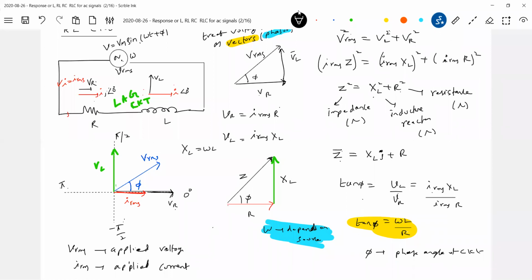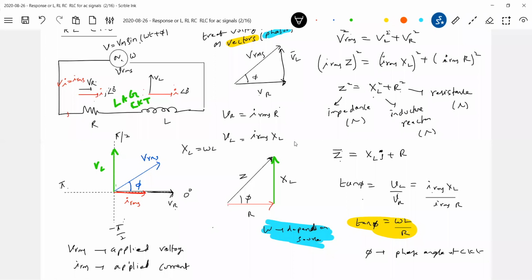How much it will lag depends on omega L and R. By varying omega, can I control this phase angle? Yes, this is one advantage. Okay, this is about the lag circuit. Can I control this phase angle? Yes, by adjusting L and R, or by varying omega. The phase angle is not fixed; in fact it is variable here. Okay, that's all about the circuit.